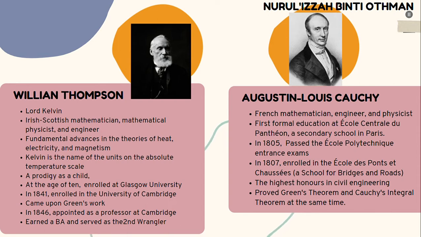Next, Augustin Louis Cauchy. He was a French mathematician, engineer, and physicist who was considered one of the world's best mathematicians. He received his first formal education at a secondary school in Paris. Then in 1805, he took and passed the École Polytechnique entrance exam.